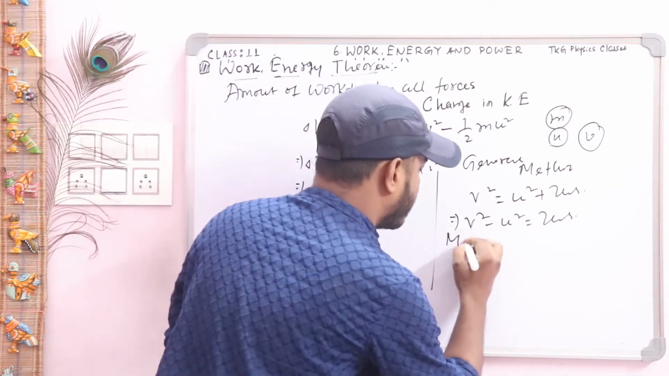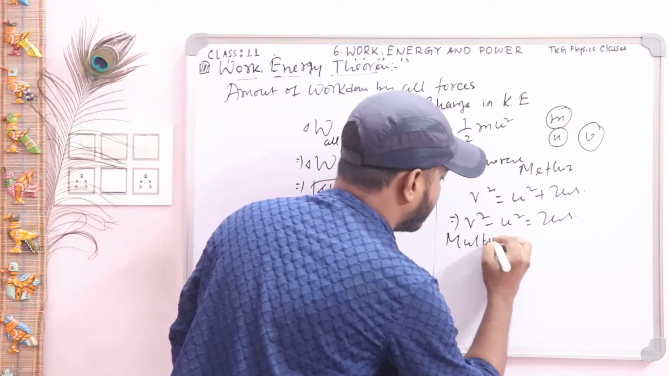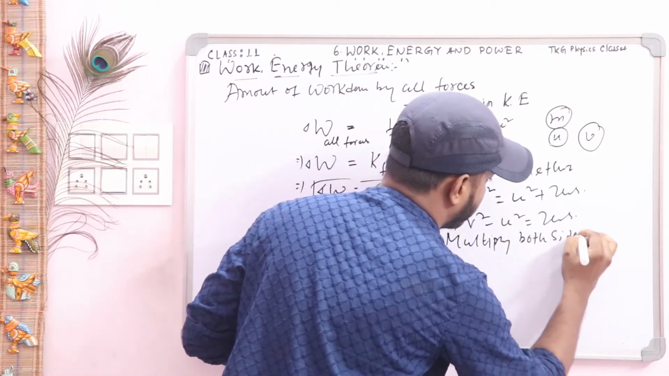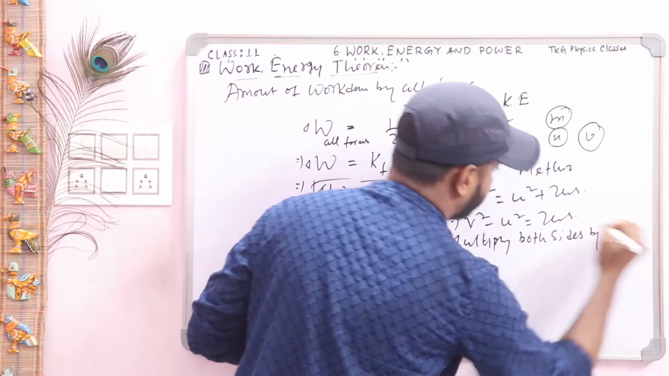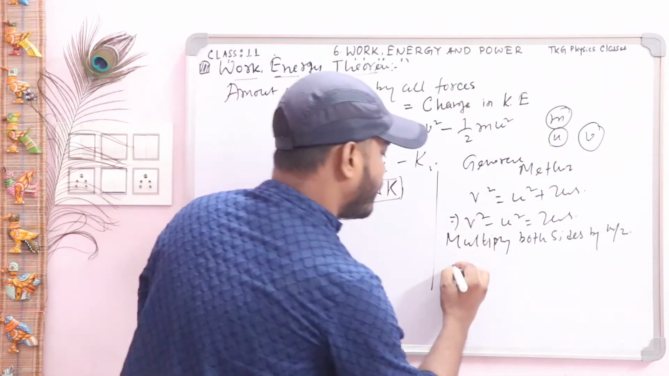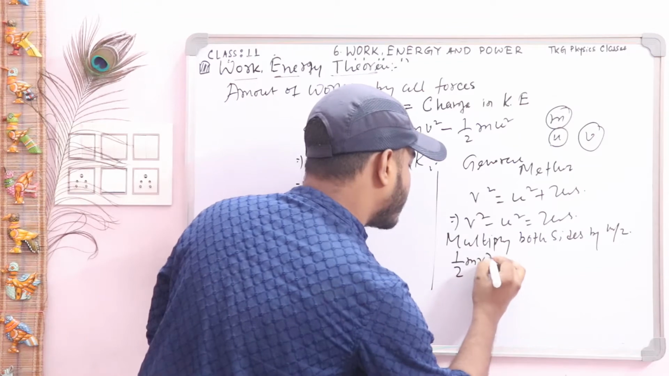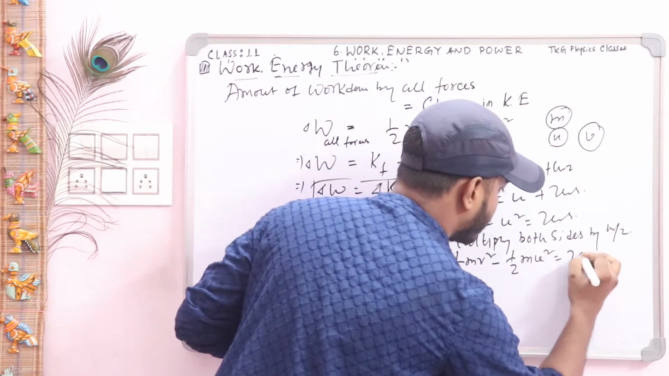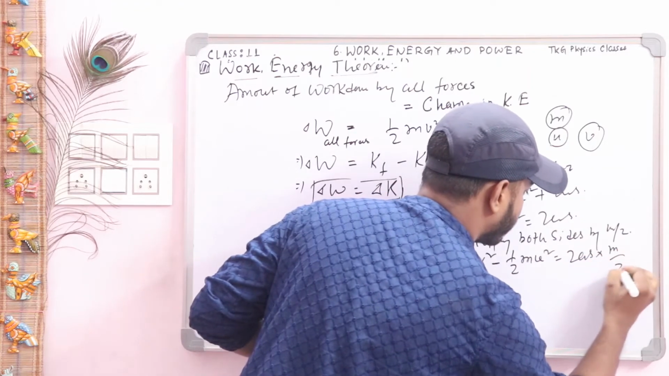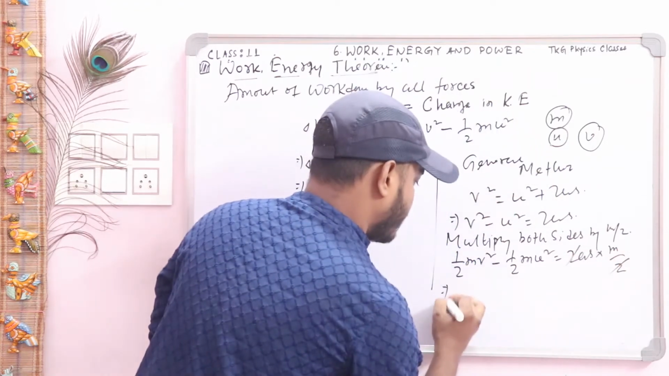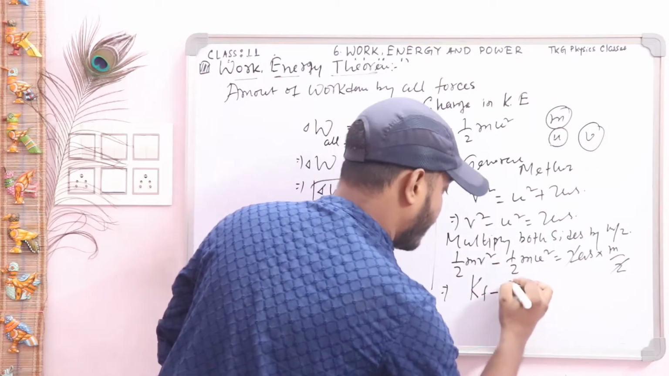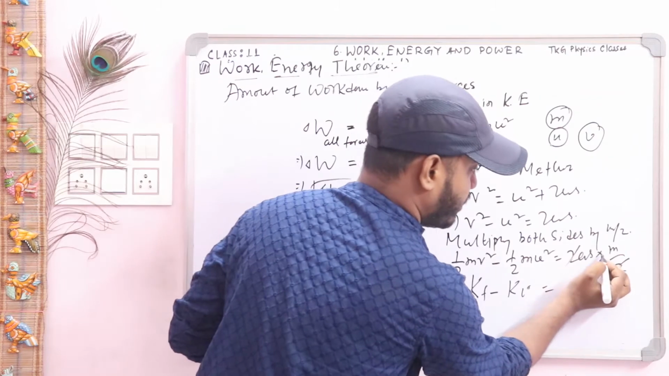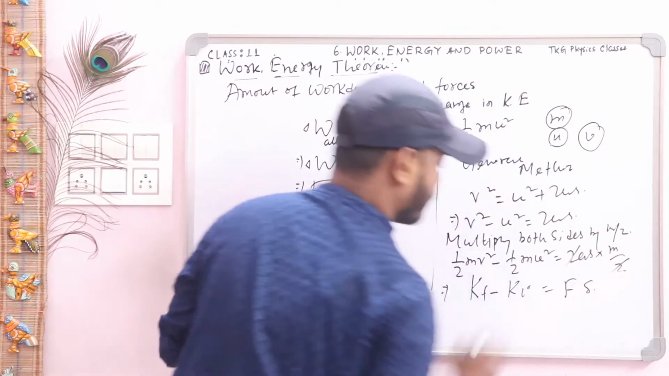Multiplying both sides by m by 2, this one will be half mv square, this one will be half mu square, and this one is 2as m by 2, so 2 cancel. This one is kinetic energy final, this one is kinetic energy initial, and this one is m into a, that is F according to Newton's second law, F, and this one is S.